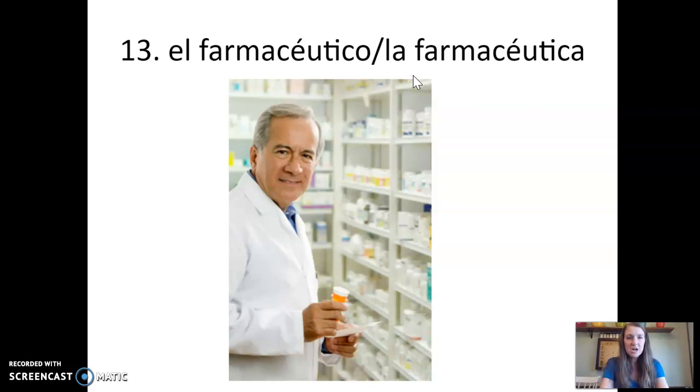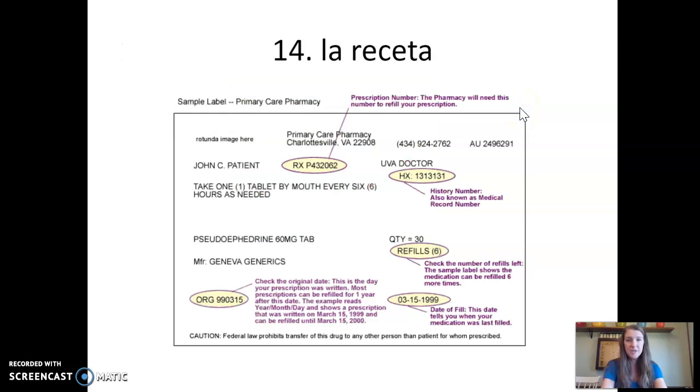That's fine. All right, so el farmacéutico, la farmacéutica, long words here for pharmacist. That's the person. La receta is the prescription.